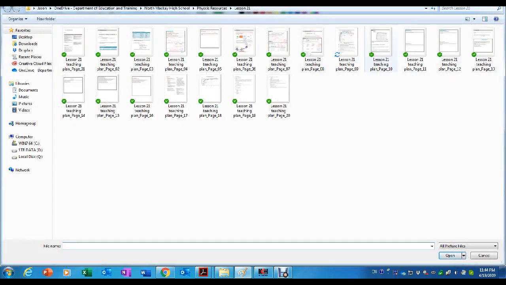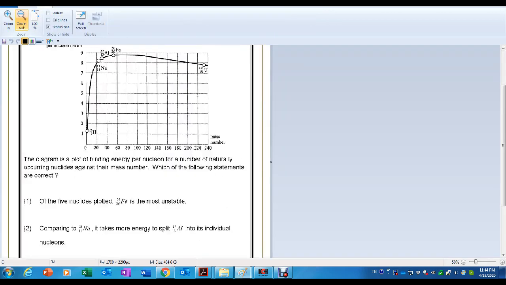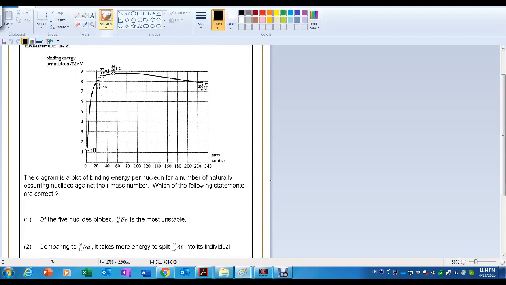All right, let's see this example. The large picture: you see the shape of the graph, and you expect that would be the binding energy per nucleon, and this is the mass number, that means A. The diagram is a plot of binding energy per nucleon for a number of naturally occurring nuclei against their mass number. Which was correct of the 5 nuclei plotted?